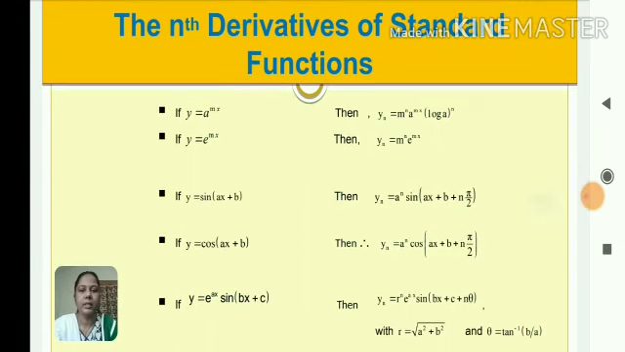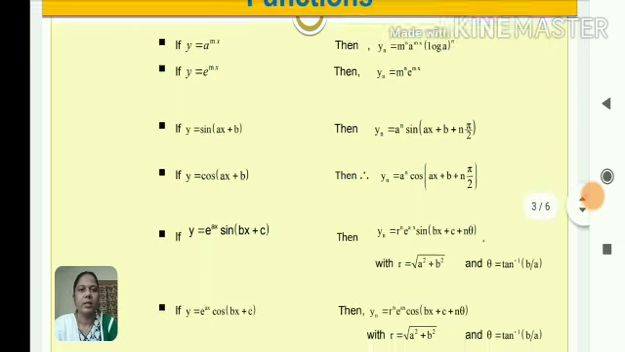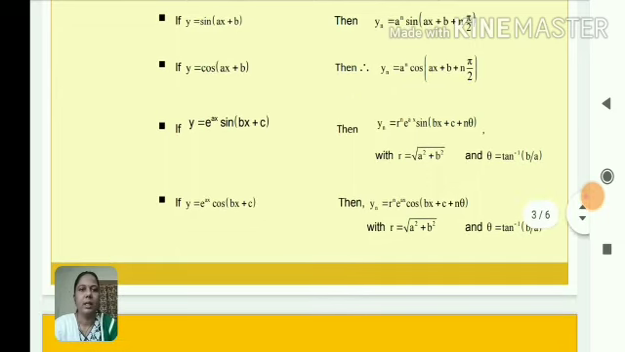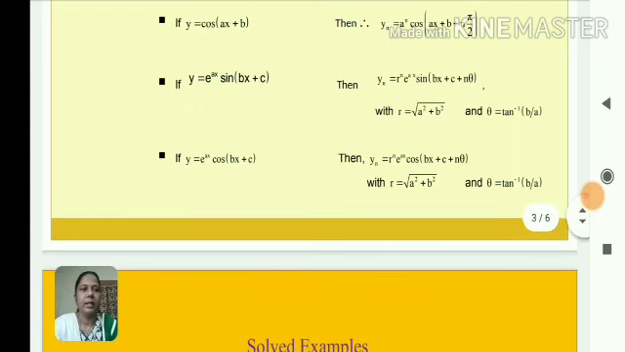Then the next function is y is equal to a raised to mx, then y_n is m raised to n, a raised to mx, (log a) raised to n. Next function is e raised to mx, then y_n is m raised to n, e raised to mx. Next function is sin(ax plus b), then y_n is a raised to n sin(ax plus b plus n pi by 2). Similarly, cos(ax plus b), then y_n is a raised to n cos(ax plus b plus n pi by 2).